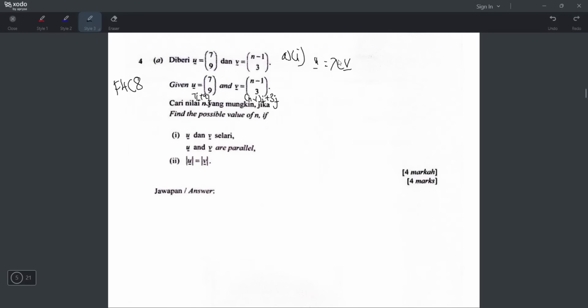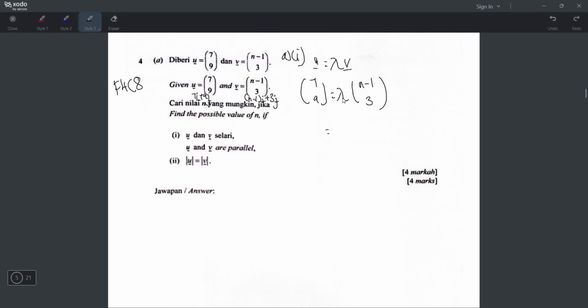Okay, the lambda represents the constant for the ratio. Yeah, the lambda is actually a ratio. It's a constant and it represents the ratio of u to v. That's why you have to put the lambda. Okay, so let's do it like that. (7, 9) equals lambda v, and it will be lambda times (n minus 1, 3). Of course, if you want to write in terms of i and j, also can.